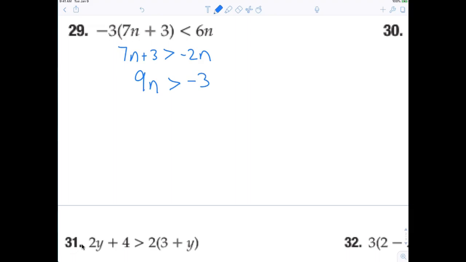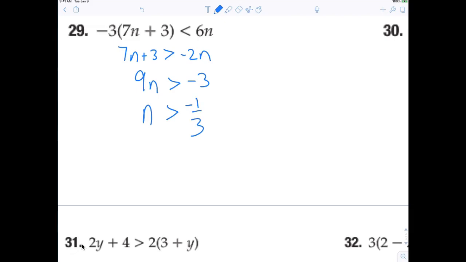Negative 3. Now, here's the mistake people make. They accidentally just say 3 because they see a 9 and a 3. But it's not. It is n is greater than. You're going to miss it, Ben. What is the answer? Negative 1. Yes, sir. Thank you. You're dividing both sides by 9.